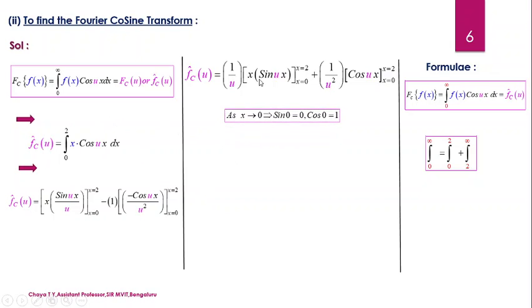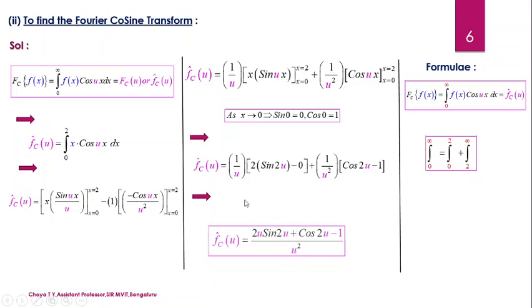Fine. So now let us see what can be the value. When I substitute x as 0, sin 0 is 0. When I substitute x as 0, cos 0 is 1. So first let us substitute the upper limit. Therefore, the expression is now Fc cap of u is equal to 1 by u times, when I substitute x as 2, it will be 2 sin 2u, minus, when I substitute x as 0, I am getting the expression value as 0, plus 1 by u squared times cos 2u minus cos 0. So it is 1 because cos 0 is 1.